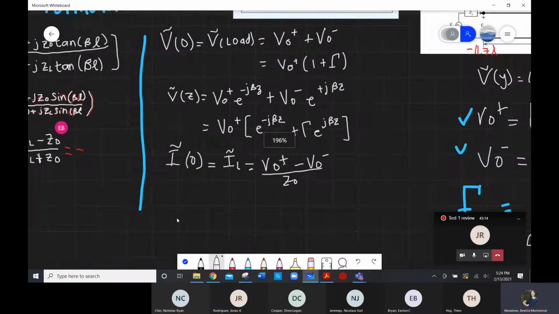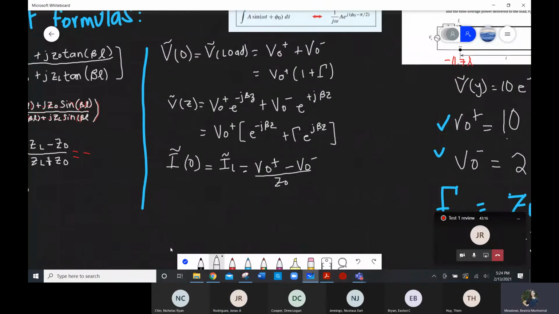Well, anyway, so if you have this equation handy dandy, which is only for the current at the load, you already have V naught plus and V naught minus, and you know the characteristic impedance. So what could you have done to find ZL?